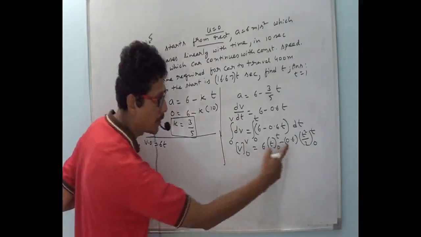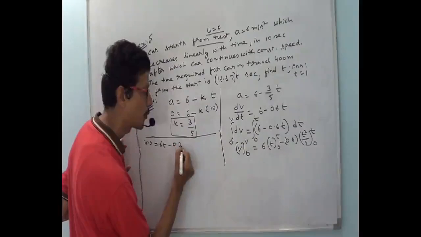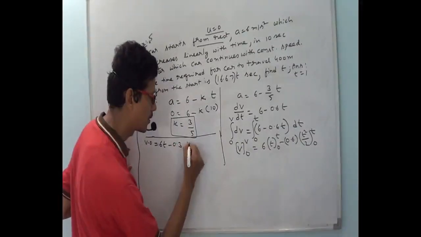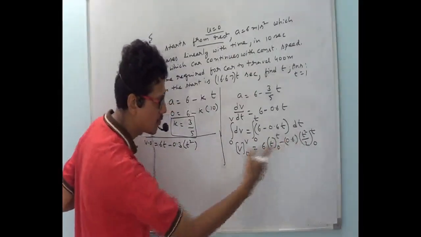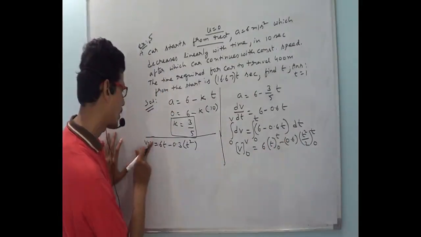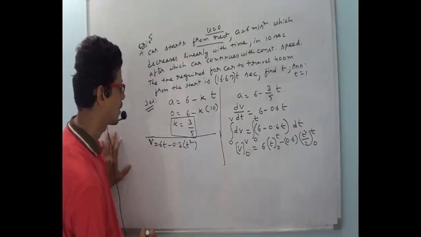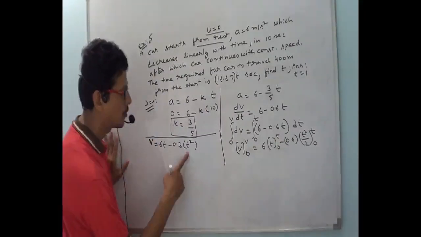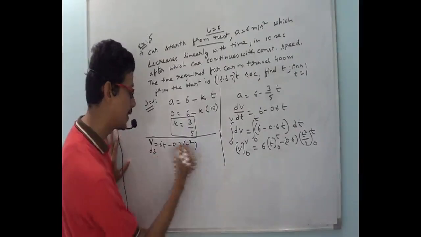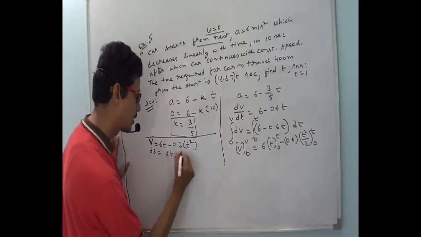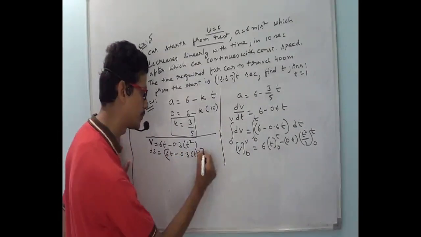Next, 0.6 by 2 is 0.3 into t square. Okay, t square minus 0 square is t square only. So we got an equation for velocity in terms of time. Velocity in terms of time. v I can write as ds by dt. dt I will take to the other side: ds equals (6t minus 0.3 t square) dt.